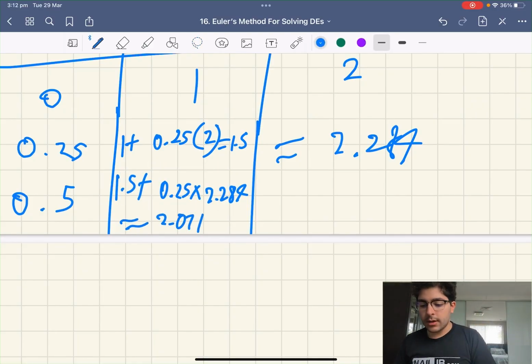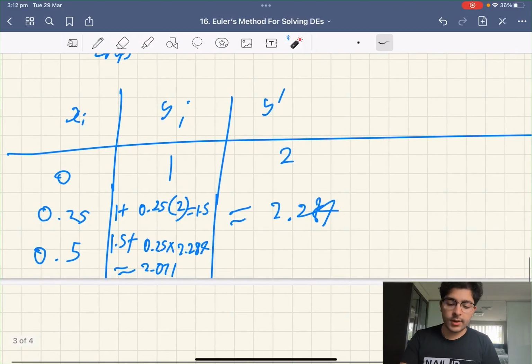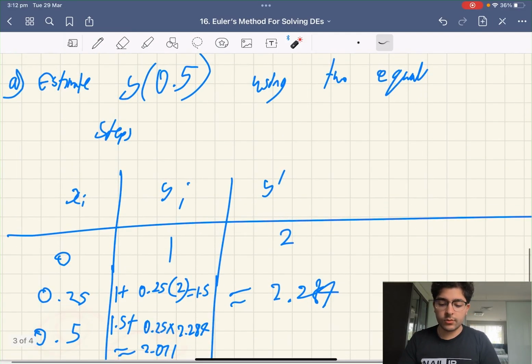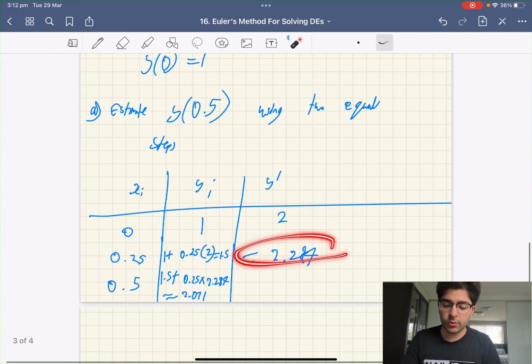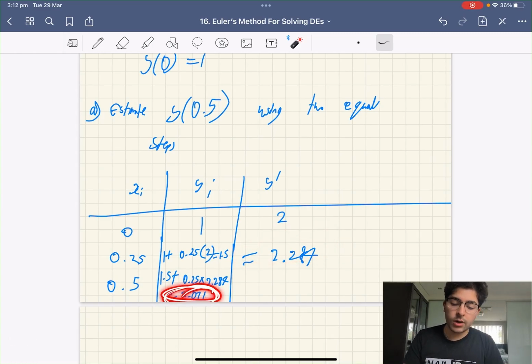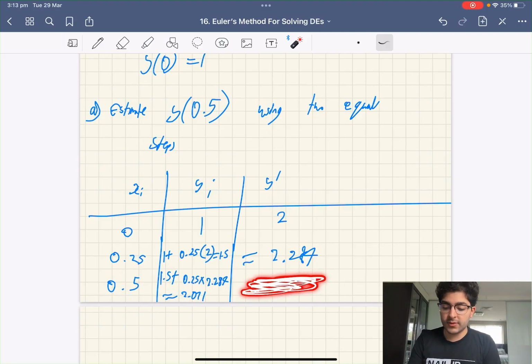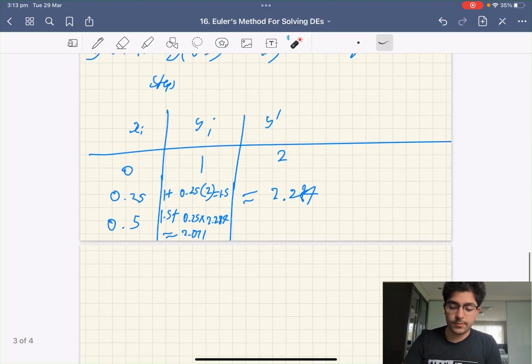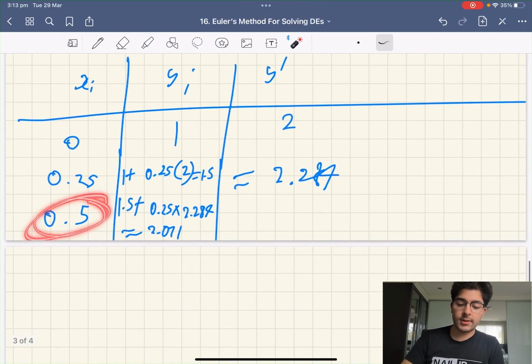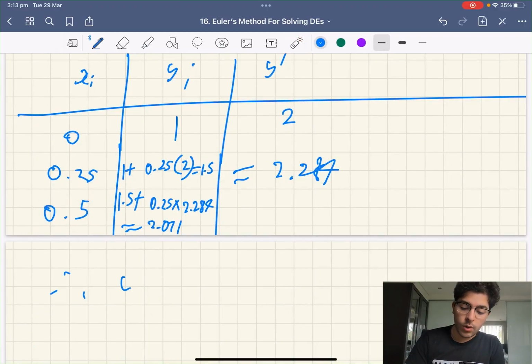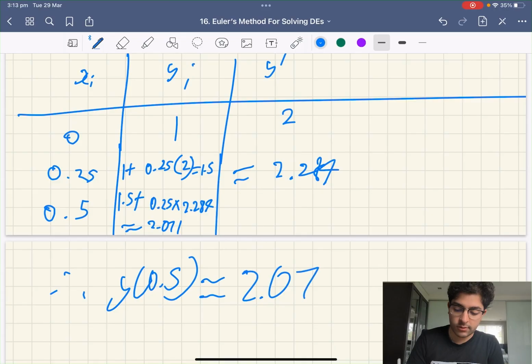2.071. Now that we have our coordinates, we need to put that in for the y dash, but then I realized we don't actually need to do it because we're not doing any further steps. Because this is our final step, we only need the differential equation of this section for the next step that we do. But because this is it, we can leave it at that. So therefore, y of 0.5 is approximately equal to 2.071.